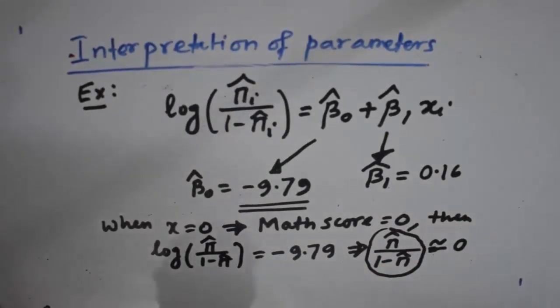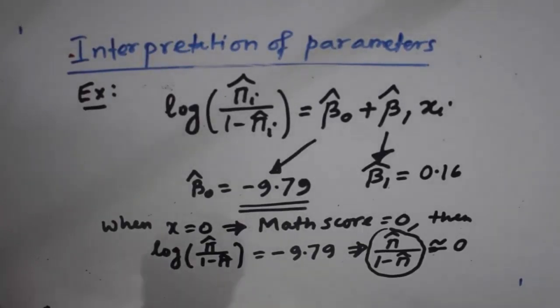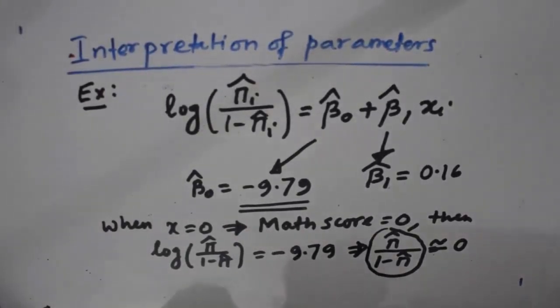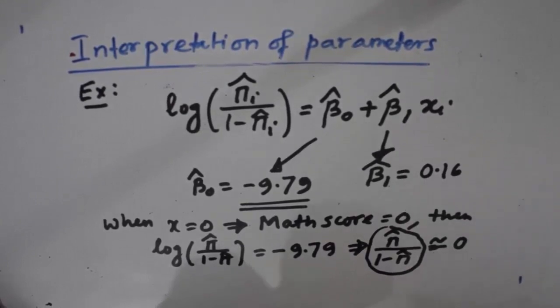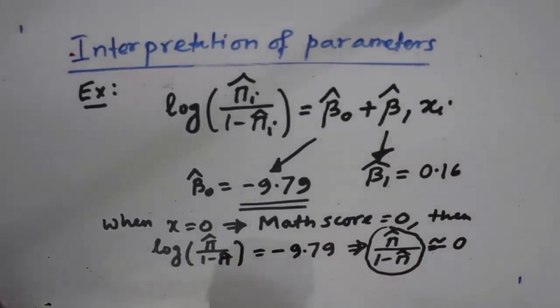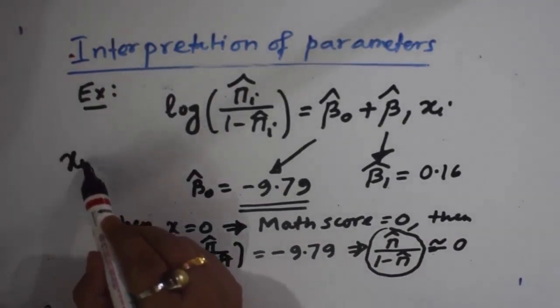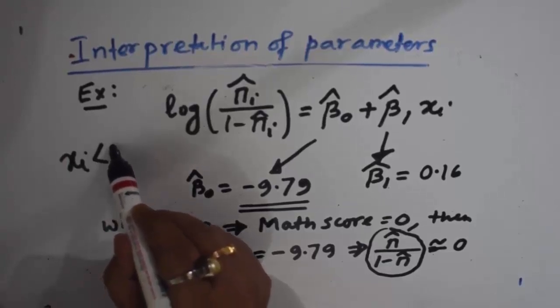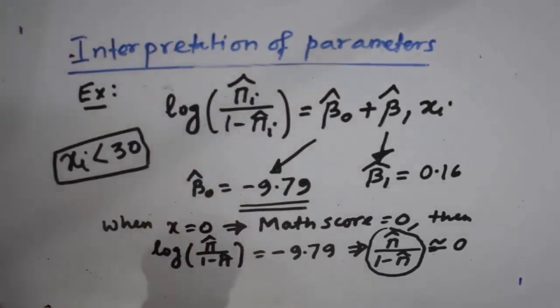Now, if we look at the data set or the distribution of math score, we see that no one in the sample has math score lower than 30. That is, there are no observations whose math score, or no students whose math score, less than 30.